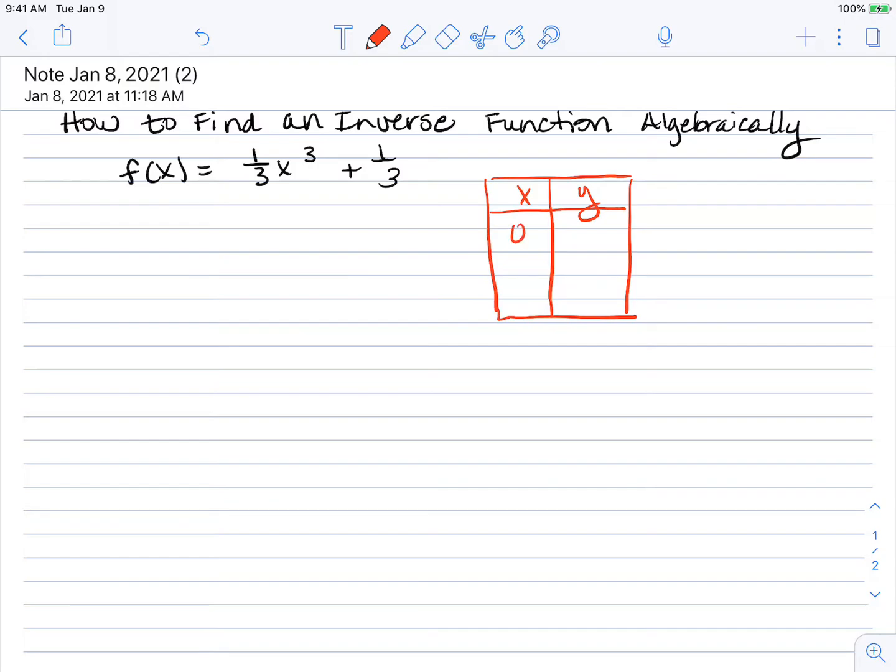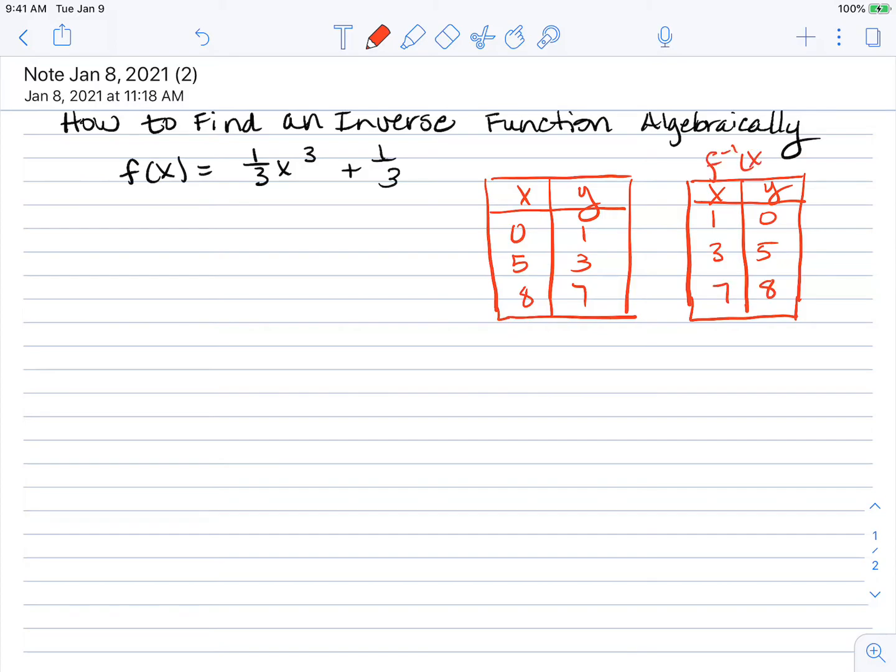So if I have something like (0, 1), (5, 3), and, I don't know, (8, 7), let's pretend that's my function. If I want to know what my inverse function would be, all of the components of my ordered pairs would switch. So instead of (0, 1), it'd be (1, 0). Instead of (5, 3), it would be (3, 5). And instead of (8, 7), it would be (7, 8). This is the notation for the inverse function, and it would give me these flipped or reversed ordered pairs.